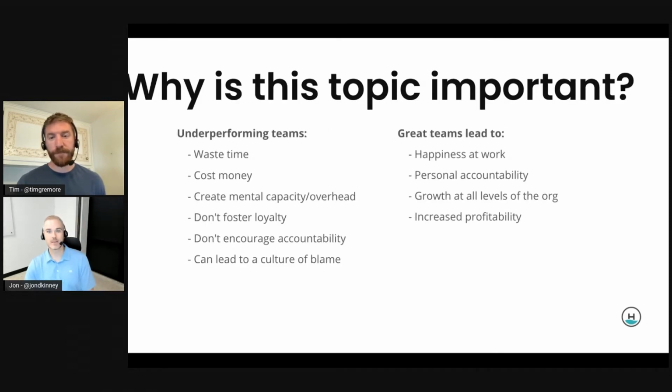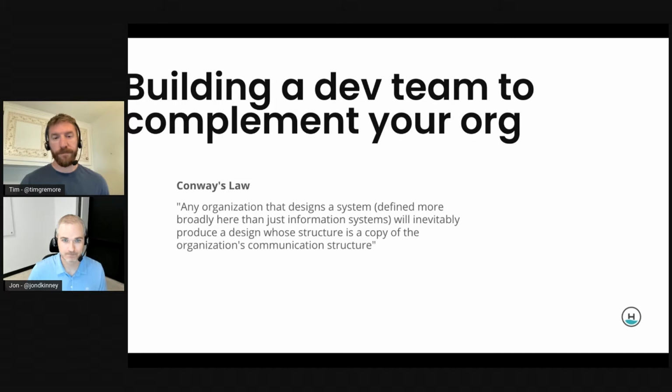So why is this topic important? Well, underperforming teams, if you don't build a good one, right, you can waste time, it can cost you money, can create mental overhead, stress, it doesn't foster loyalty, doesn't encourage accountability, and can lead to a culture of blame. And conversely, great teams lead to happiness at work, personal accountability, growth at all levels of the organization, and increased profitability.